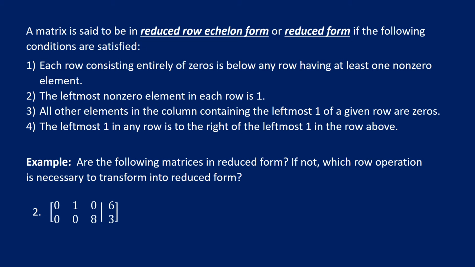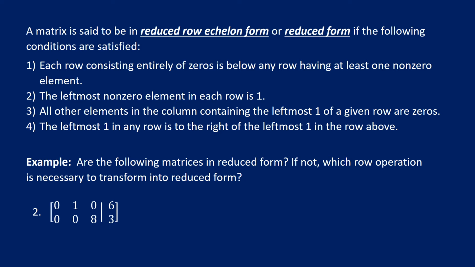Our next example is the matrix 0, 1, 0, 6, 0, 0, 8, 3. When we look at this one, there are no rows that consist entirely of zeros, so condition 1 is automatically satisfied. So now we check condition 2. The leftmost non-zero element in each row should be a 1. So in row 1, we have 0 and then 1. So we are good to go there.